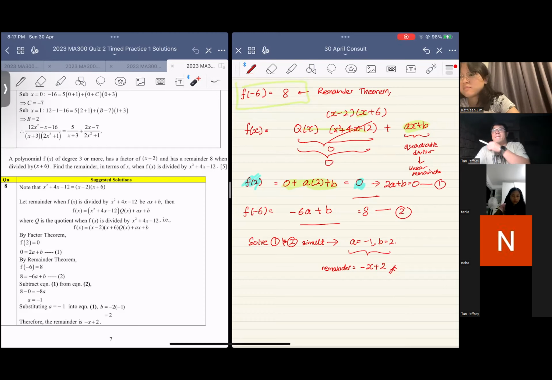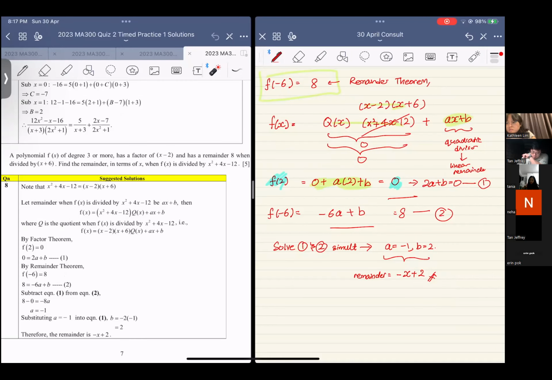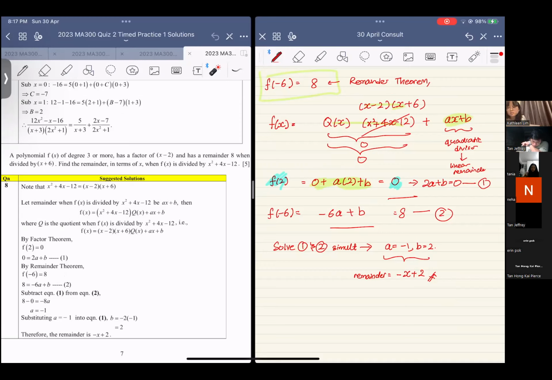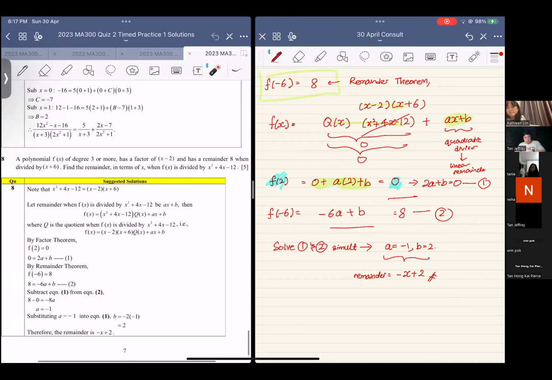Mr. Tan, how do you do question 3 for polynomials? Revision package. Polynomial revision package. Yeah. Okay. This one. Okay.